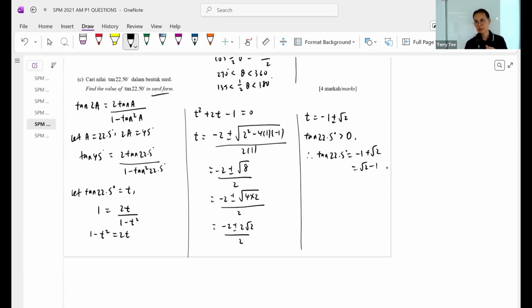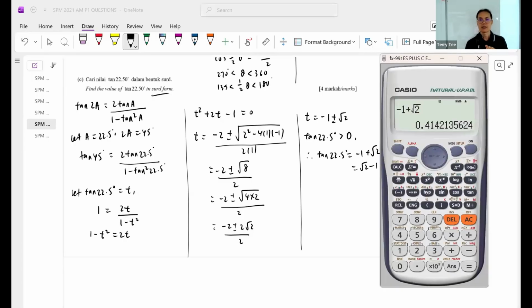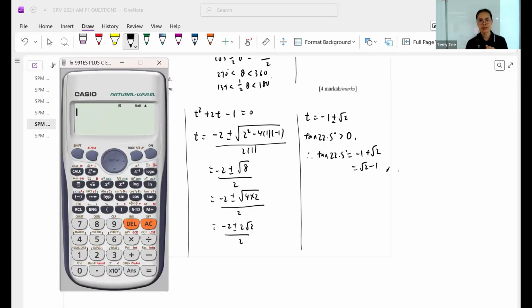They say give your answer in surd form. This is the form. And one thing you can do to verify your answer is this: you can type tangent 22.5, and the calculator gives us this. Now let me do root 2 minus 1, and I press shift tangent answer. There you go, 22.5. So I know my answer is correct.